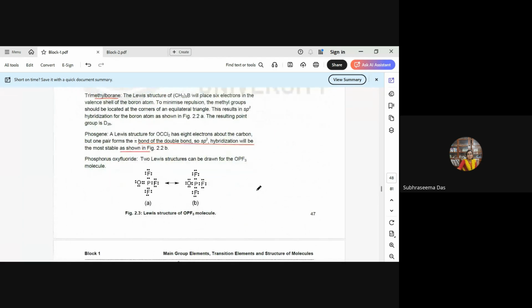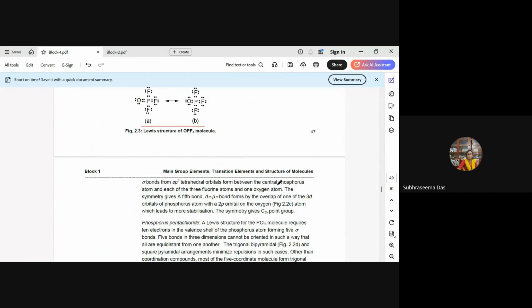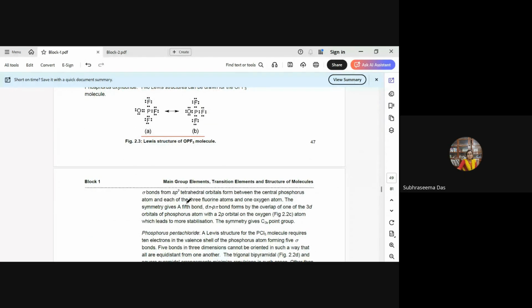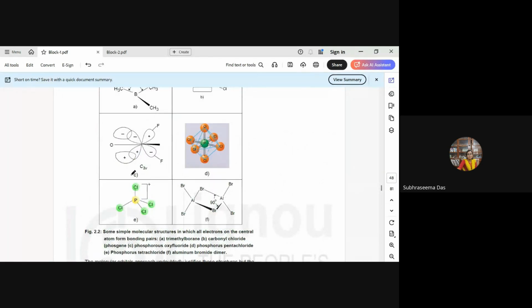Then phosphorus oxyfluoride. First we will draw the Lewis structure of phosphorus oxyfluoride, POF3. Here in figures A and B, two possible Lewis structures of POF3 have been shown. Then the sigma bonds form from the sp3 tetrahedral orbitals between the phosphorus atom and each of the three fluorine atoms and one oxygen atom. So the symmetry here is given for the phosphorus.